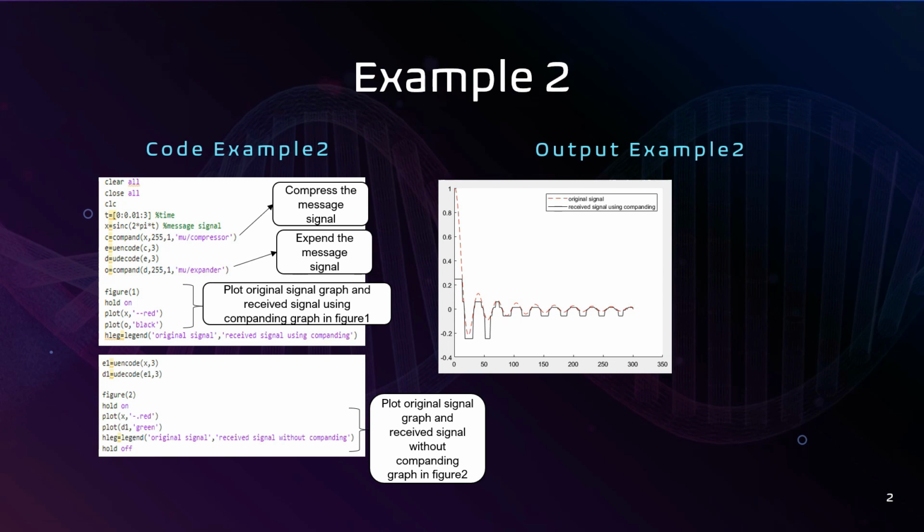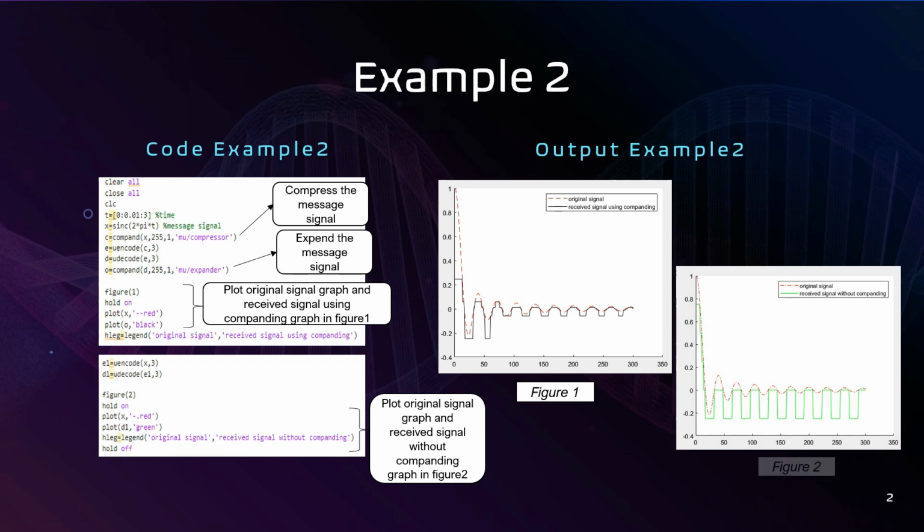Here is the output for example number 2. The red line shows the original signal, and the black line shows the received signal using companding. In figure 2, the red line shows the original signal and the green line shows the received signal without companding.